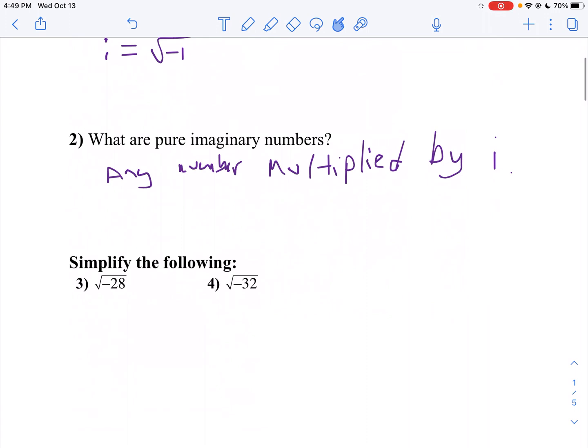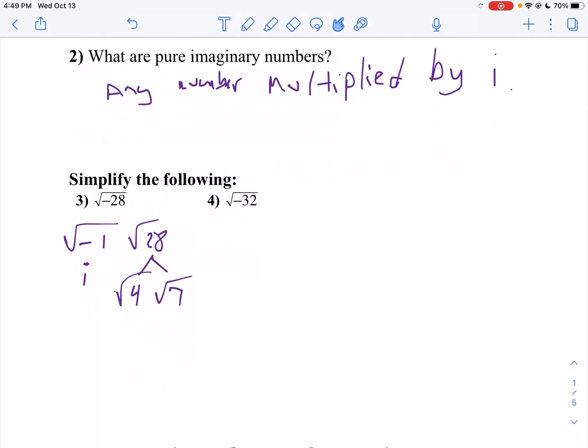When you want to simplify negative square roots, what we have to remember is, if I got the square root of -28, I can break that up to be the square root of -1 times the square root of 28. We know the square root of -1 by definition is i. I'll make a factor tree here for the square root of 28. Notice I can break that down as the square root of 4 times the square root of 7. And I know that the square root of 4 is 2. So I'm going to say 2i times the square root of 7.